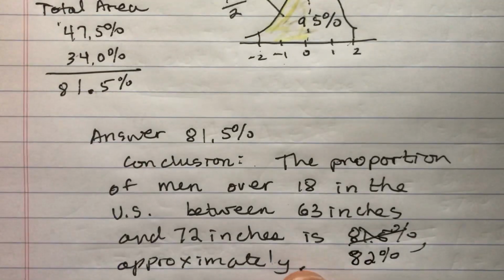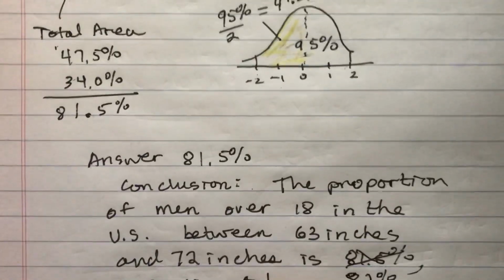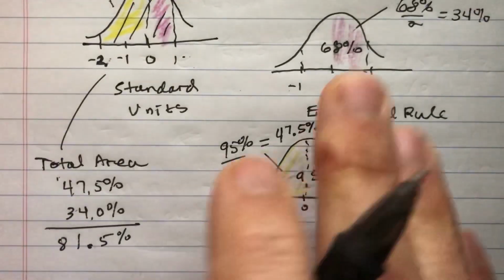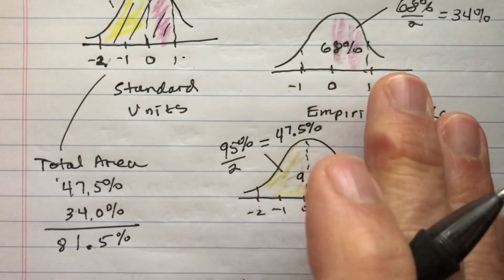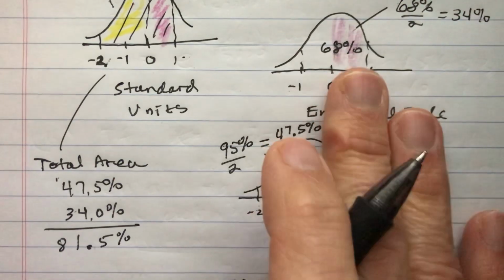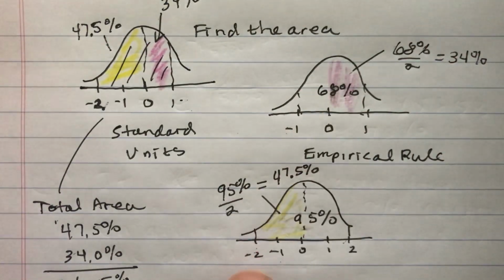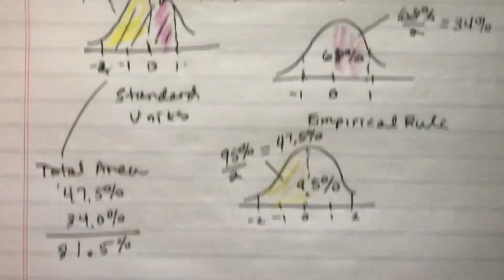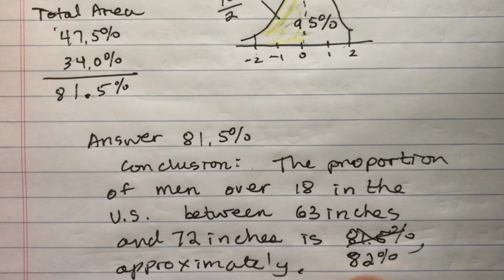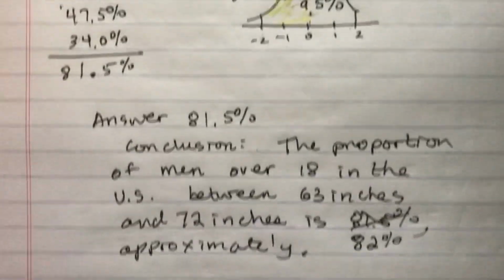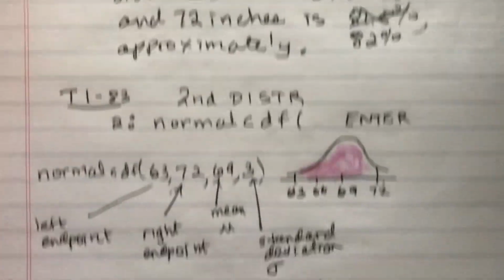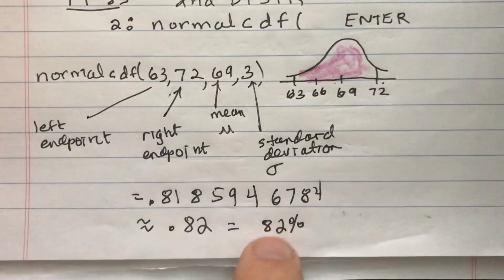All right, so this over here was done using the empirical rule, which are approximations. Approximately the area between -1 and 1 is 68%, between -2 and 2 is 95%. I took the half, added them together, and got 81.5%. Let's just round it to 82%, and then I get the same thing. Now, over here, this is a precise answer.